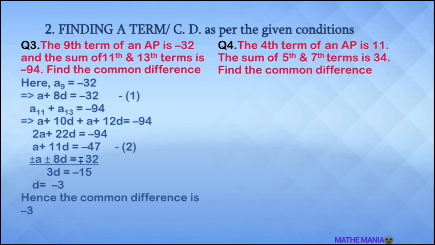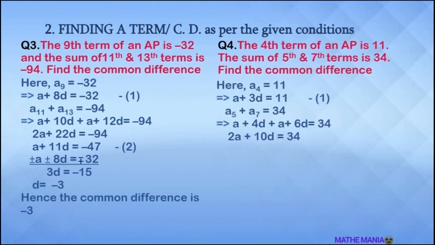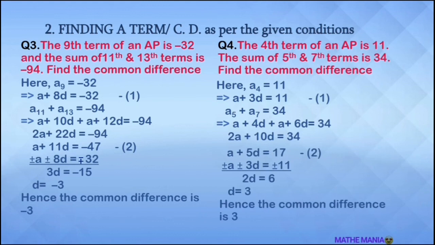The first condition is a4 equal to 11, so we get the first equation a plus 3d equal to 11. Second condition is a5 plus a7 is equal to 34 or a plus 4d plus a plus 6d is equal to 34. On solving it, we get 2a plus 10d equal to 34. Here again, in order to make the coefficients of a equal, I have divided this equation throughout by 2. So I get a plus 5d is equal to 17. Subtracting first from second, we get 2d is equal to 6 or d is equal to 3. Could you get the correct answer?